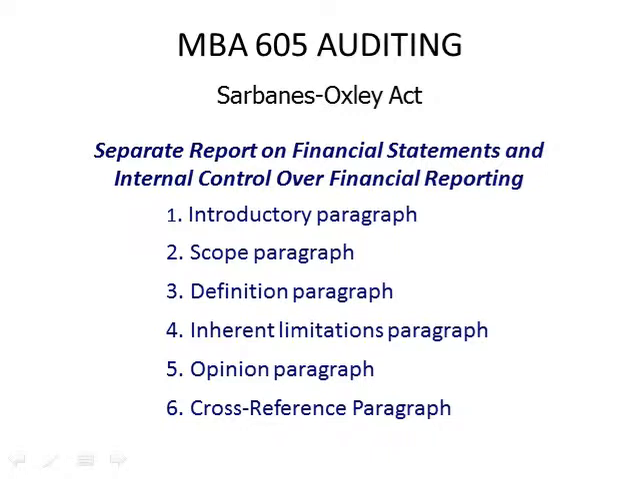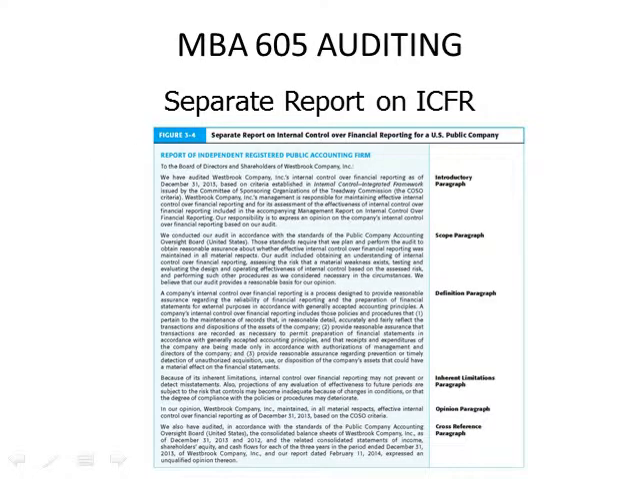So essentially, when we're auditing public companies that are subject to Sarbanes-Oxley Section 404, we're conducting two audits, one over the financial statements and one over the internal controls surrounding financial reporting. We have to issue an audit opinion on both of those efforts. Those audit opinions can be combined in one report or separated in two reports. If they're separated in two reports, each report must cross-reference the other.